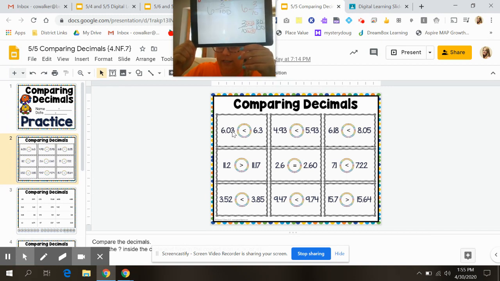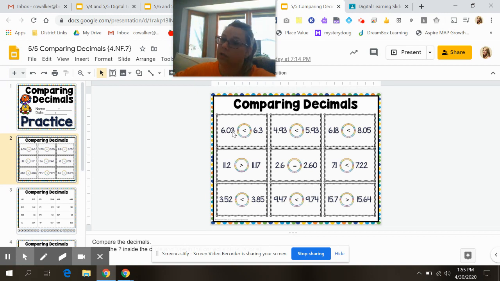So if I have 6 30/100 versus 6 3/100, which is larger? The 6 30/100. So even though those decimals look very similar, they're very, very different. You have 3/100 or 3/10, and those 3/10 are much bigger pieces than those 3/100. So be careful of that. Okay, we're going to go through this pretty fast.